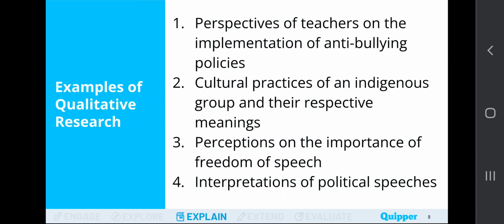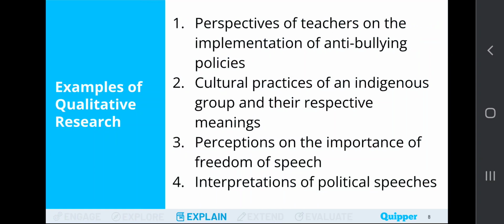We have perspectives of teachers on the implementation of anti-bullying policies. Take note that the main focus here is all about words. We are not talking about gathered data or numerical factors in our study. Another example: cultural practices of an indigenous group and their respective meanings. Next, perceptions on the importance of freedom of speech. And lastly, interpretations of political speeches.